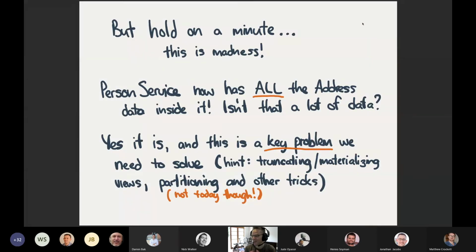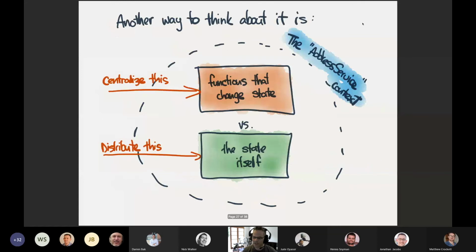Okay, I'll carry on. So here is the madness: the person service now has all the address data inside it. Is that what we want to do? The person service, which is concerned about people, has now got all the address state inside it. And that is literally what this is saying: do that.